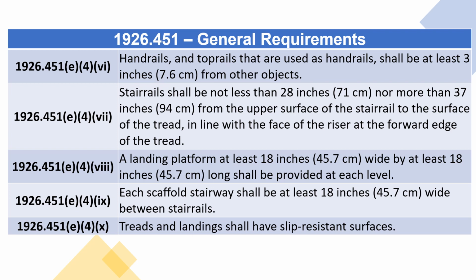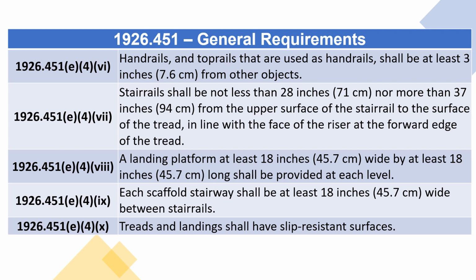1926.451(e)(4)(vi) through 1926.451(e)(4)(x). Handrails and top rails that are used as handrails shall be at least 3 inches (7.6 centimeters) from other objects. Stair rails shall be not less than 28 inches (71 centimeters) nor more than 37 inches (94 centimeters) from the upper surface of the stair rail to the surface of the tread, in line with the face of the riser at the forward edge of the tread.